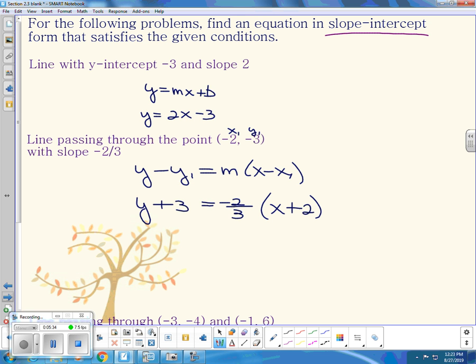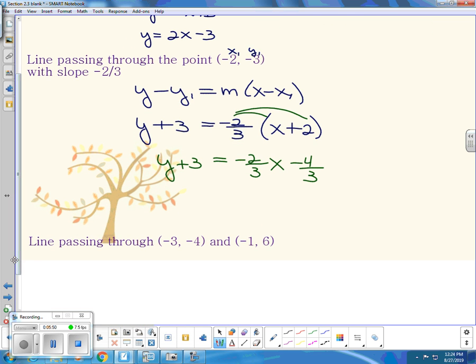But they want it in slope intercept form. So I'm just going to take and simplify this. We're going to distribute. And our very last step is just to subtract this 3 over. So I take this 3 and I subtract it over here.